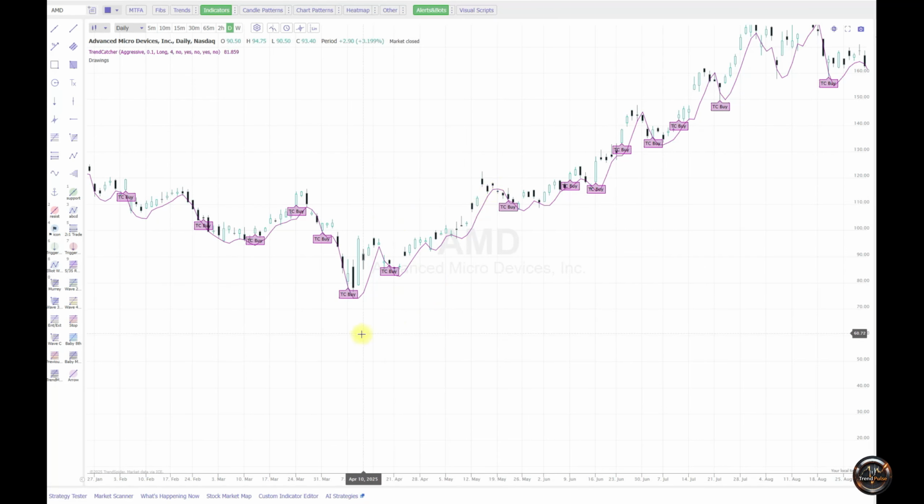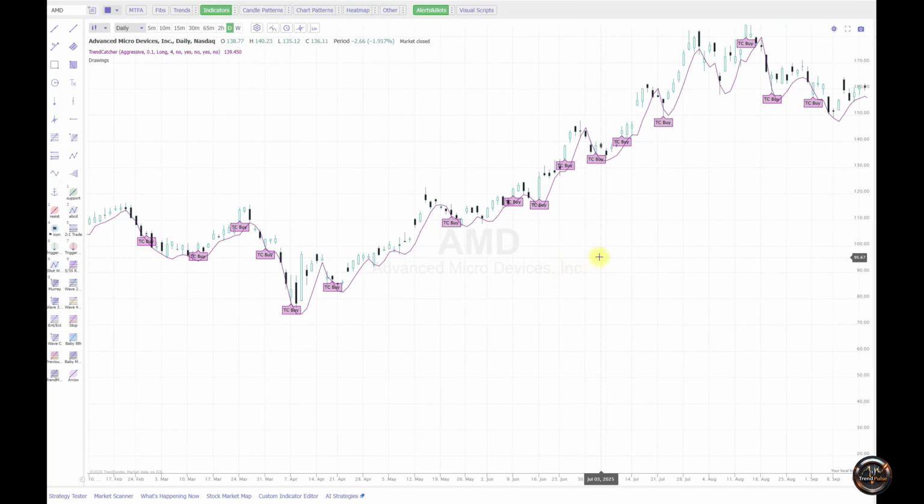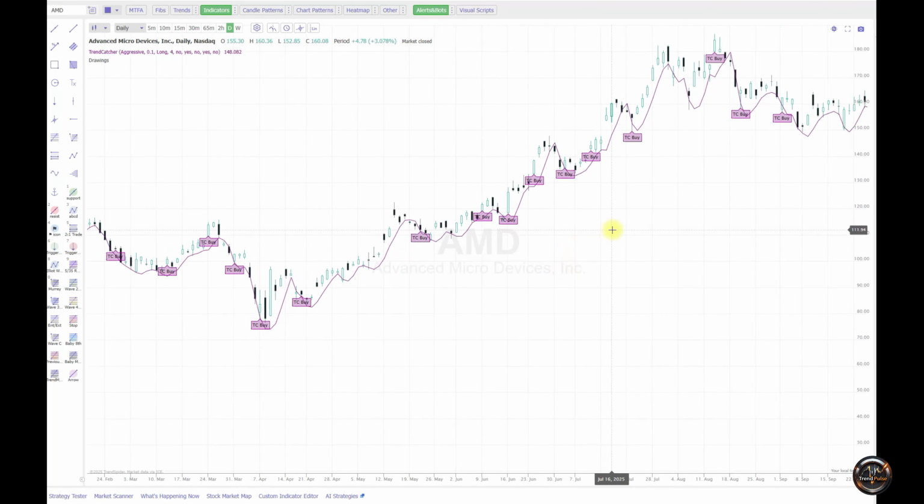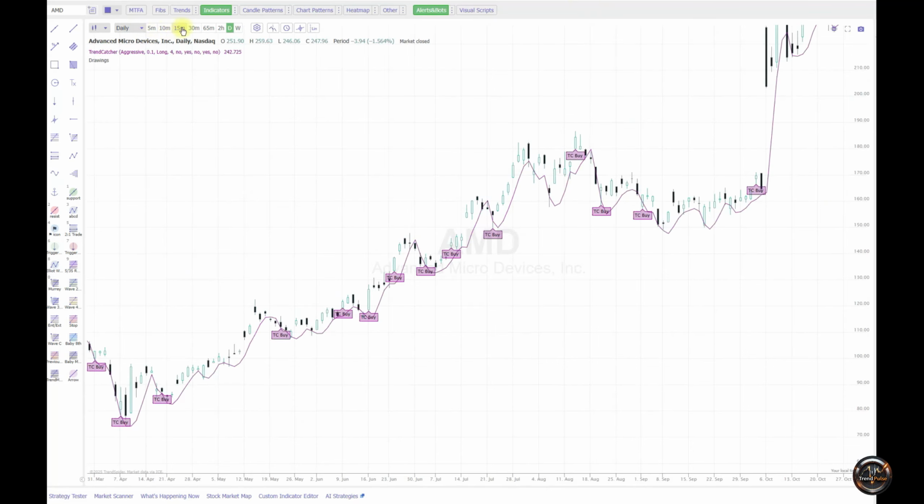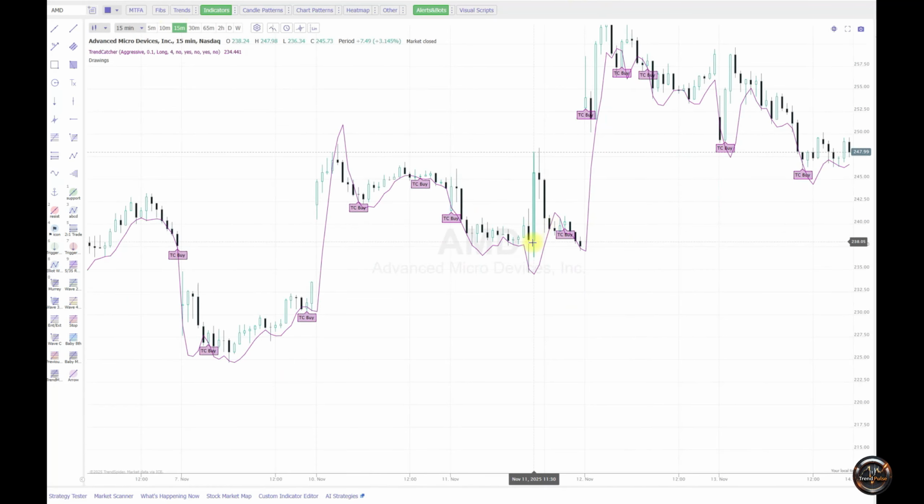So let's look at some of the buy signals. Here was your first, second, and as you can see, many of the signals are very close to pivot points. This is by design. TrendCatcher allows you to catch really great moves with a very, very low risk to reward ratio. Now let's go to a different time frame, 15 minutes. And again, you can see here's a buy signal.